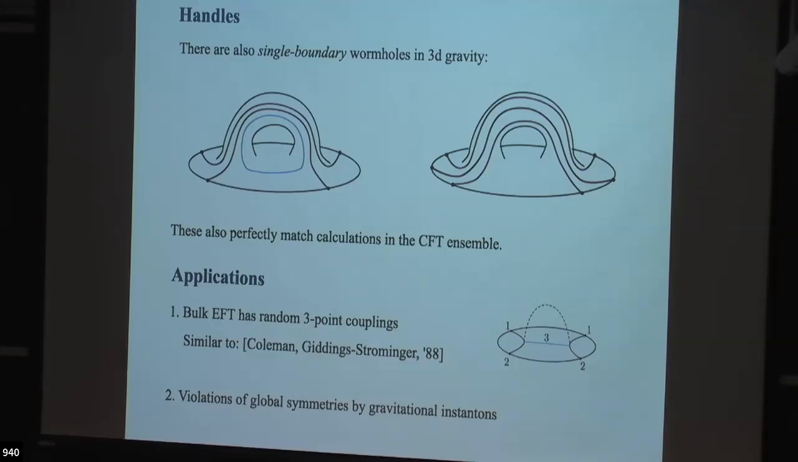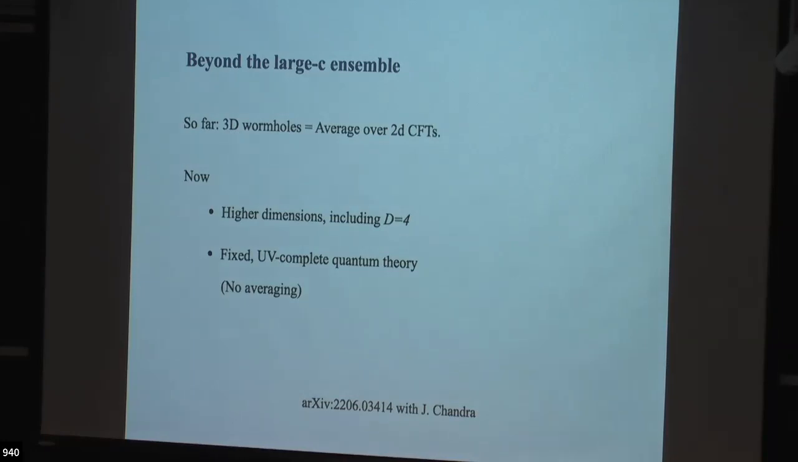Okay, in the last 5 minutes or so, I want to discuss going beyond this large C ensemble. So far I've talked only about 3D wormholes and argued that that's a match to these averages over 2D CFTs. Now, depending how far we can get in 5 minutes, I'm going to talk about higher dimensions, including four dimensions, and how to interpret these in a fixed UV complete theory. There's only two slides on this.